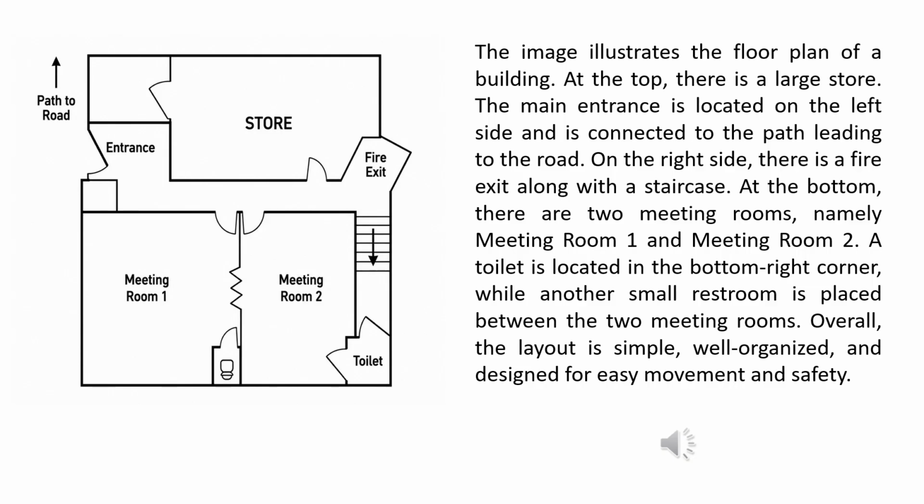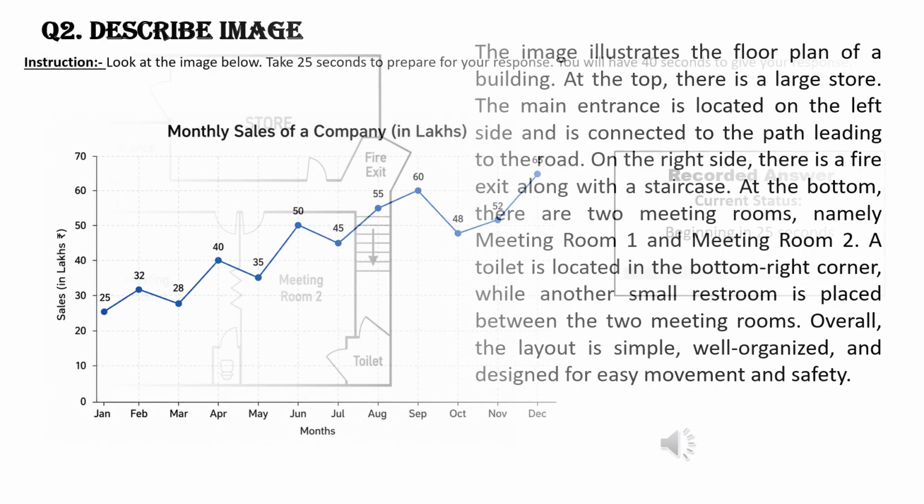At the bottom, there are two meeting rooms, namely Meeting Room 1 and Meeting Room 2. A toilet is located in the bottom right corner, while another small restroom is placed between the two meeting rooms. Overall, the layout is simple, well organized, and designed for easy movement and safety.